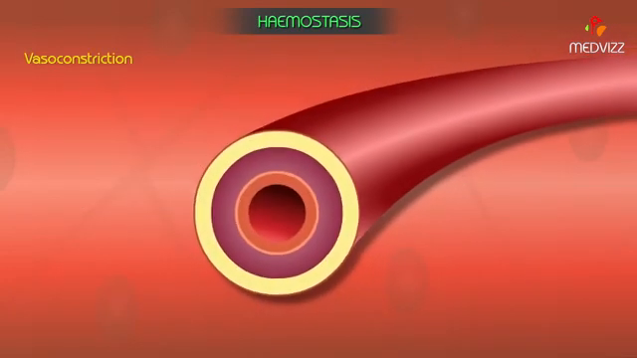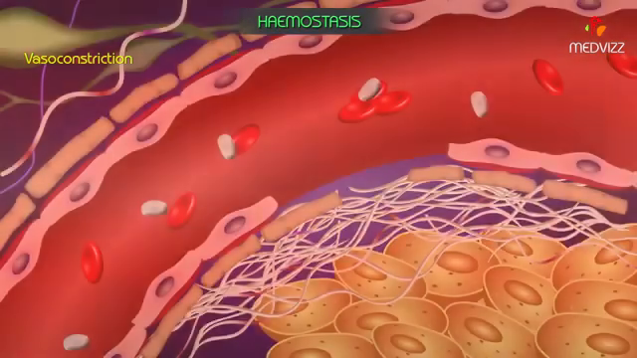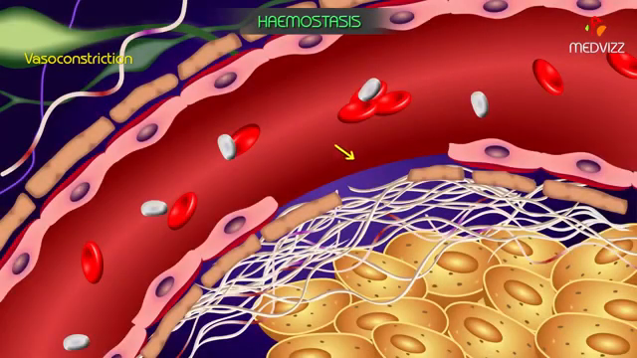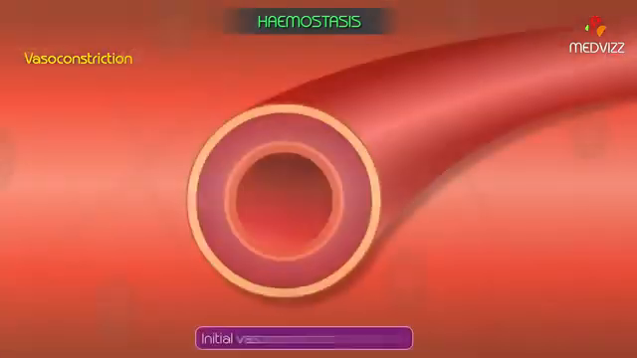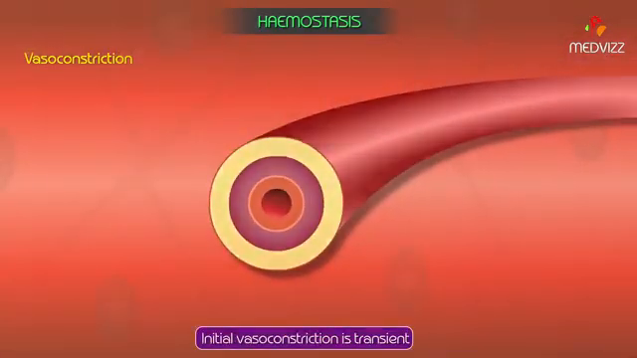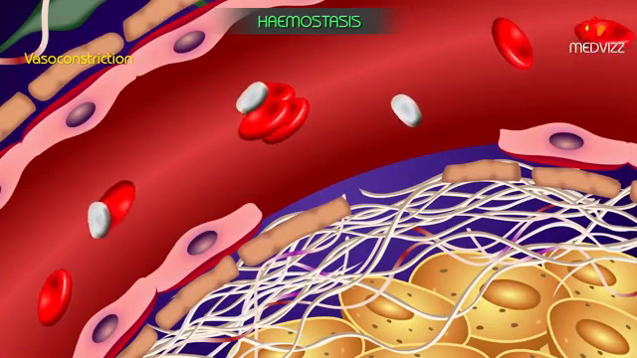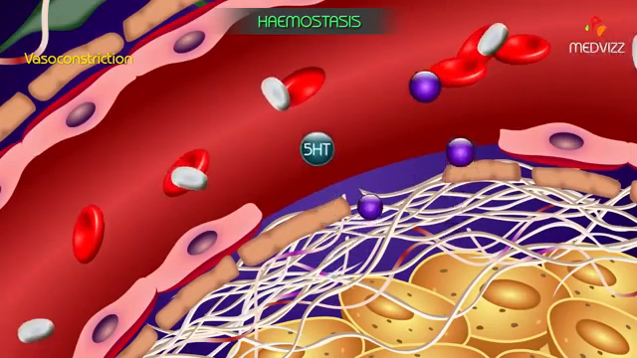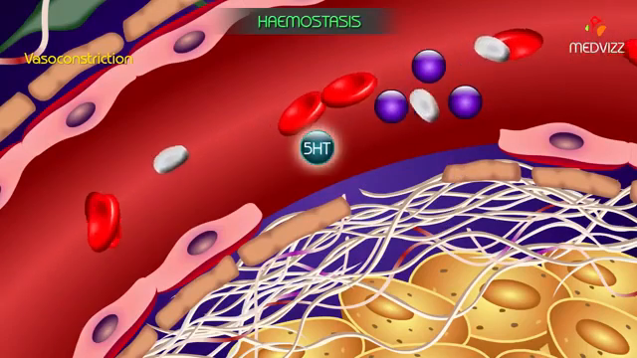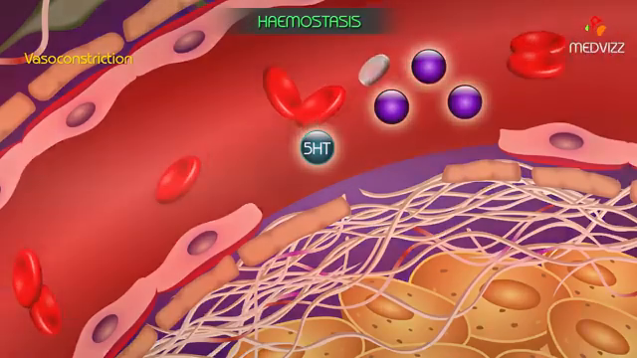Vasoconstriction. Initial vasoconstriction is caused by the direct effect of injury on the vascular smooth muscles. The initial vasoconstriction is transient, but is maintained for several minutes or even hours by humoral facilitation due to release of 5-hydroxytryptophan and other vasoconstrictors.